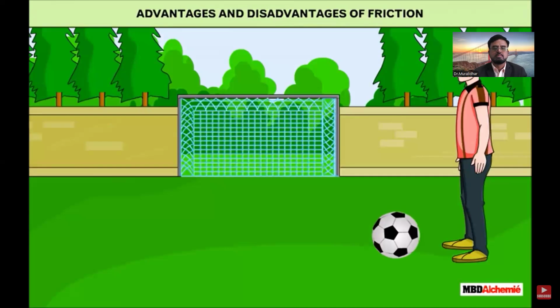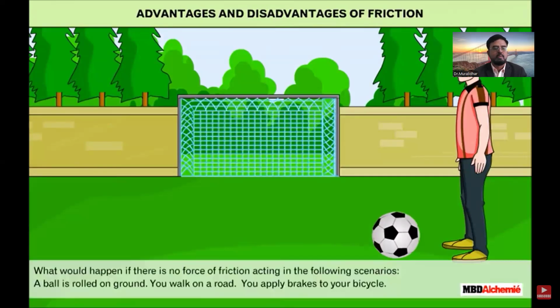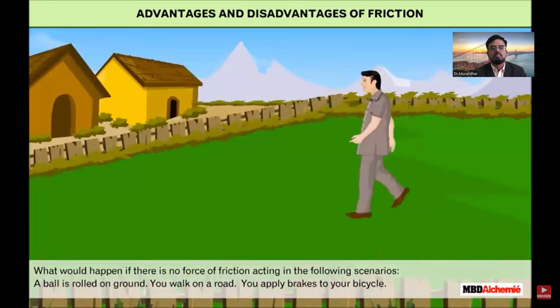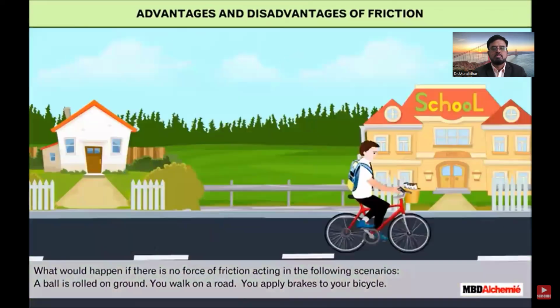Advantages and disadvantages of friction. What would happen if there is no force of friction acting in the following scenarios? A ball is rolled on ground. You walk on a road. You apply brakes to your bicycle.